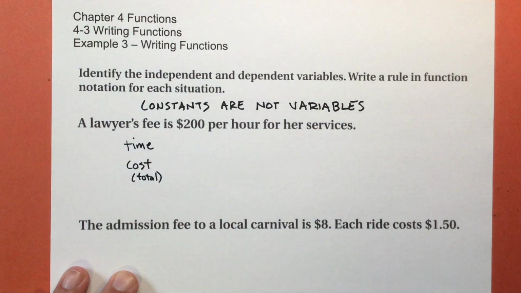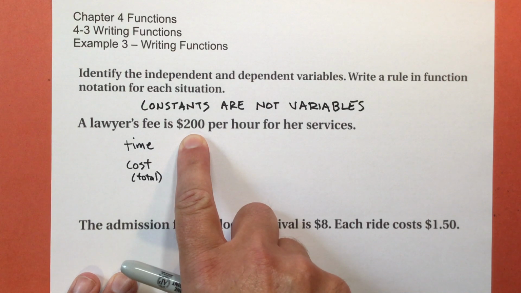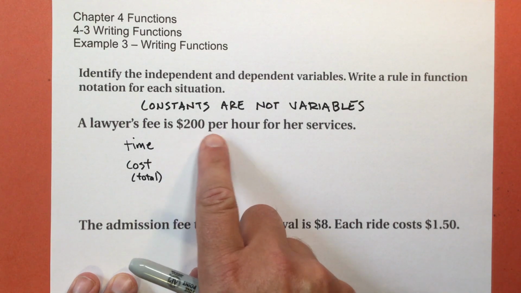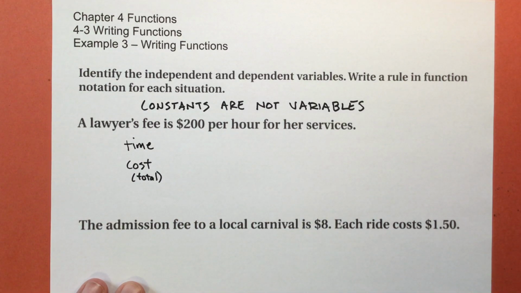So I'll say, well, what's the independent variable? And they'll say 200. Well, 200 is a constant, so it cannot be a variable. 200 is a number, all right? The 200 per hour is a rate, and we will talk about rates in the next chapter, chapter 5. So we're going to kind of hold that off for a moment, okay?